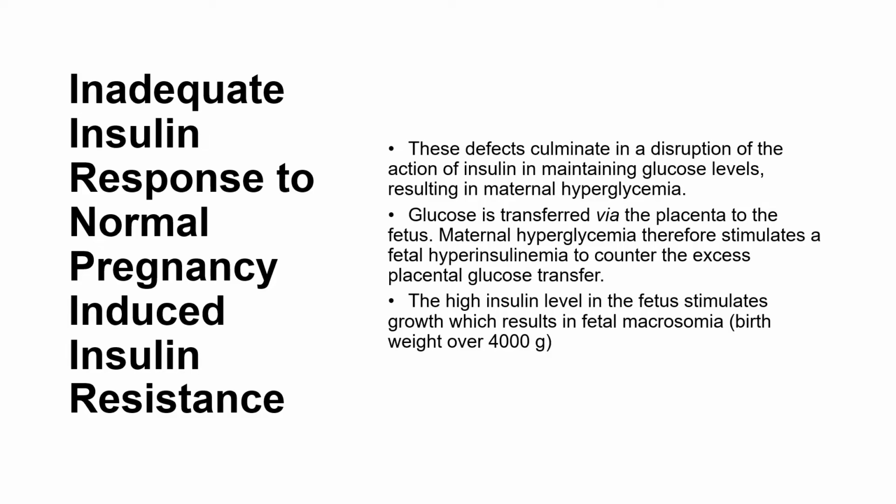Glucose is transferred via the placenta to the fetus. Maternal hyperglycemia therefore stimulates a fetal hyperinsulinemia to counter this excess placental glucose transfer. The high insulin level in the fetus stimulates growth, which results in fetal macrosomia, or birth weight over 4,000 grams.